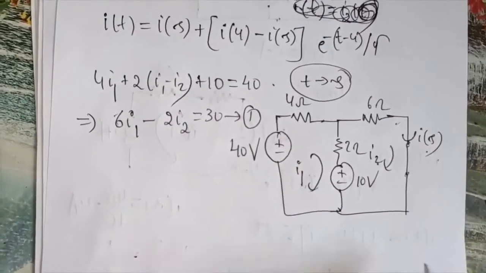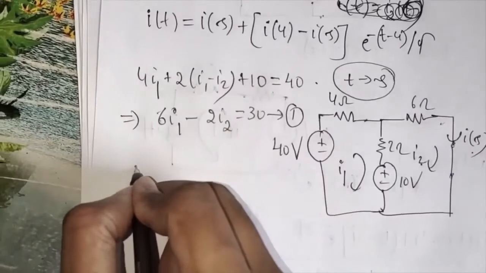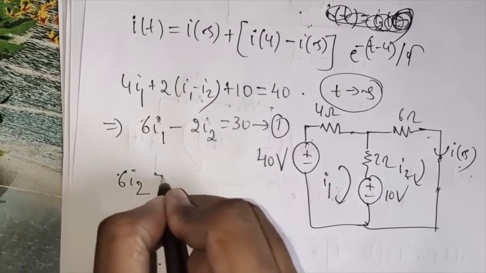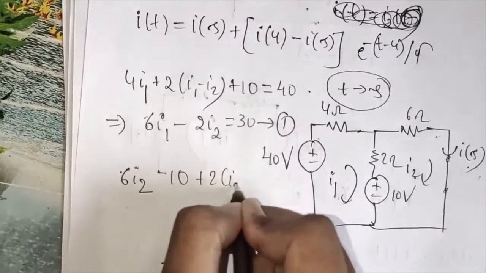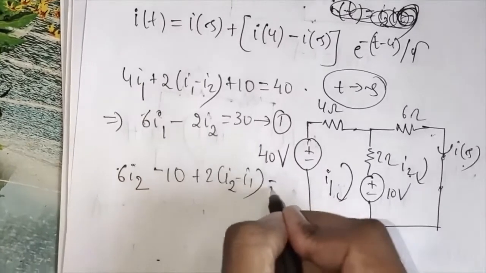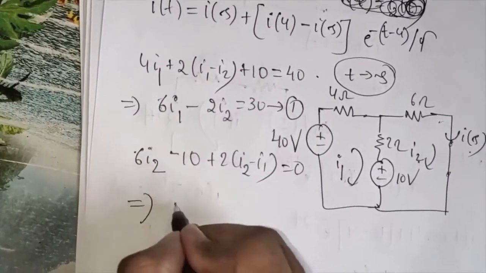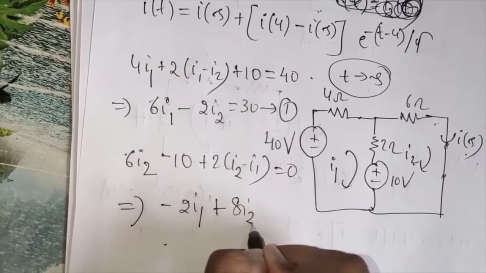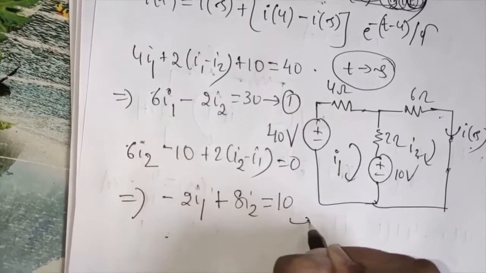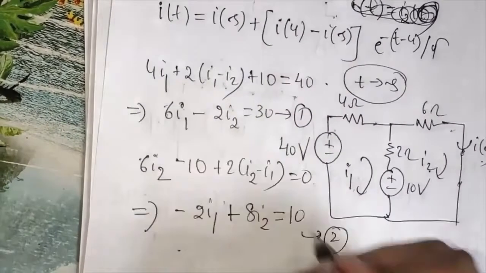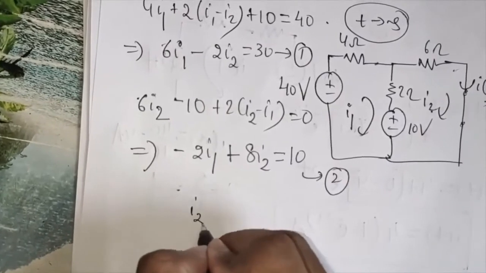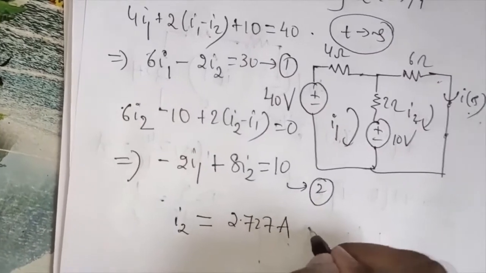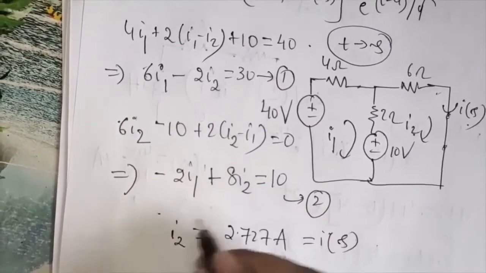So for the second mesh, when I apply KVL, it is 6I2 minus 10 plus 2 into I2 minus I1 is equal to 0. So on simplification, I will get minus 2I1 plus 8I2 is equal to 10. I will consider this as the second equation. So on solving 1 and 2, I will get I2 to be 2.727 amps, which is obviously equal to I of infinity.